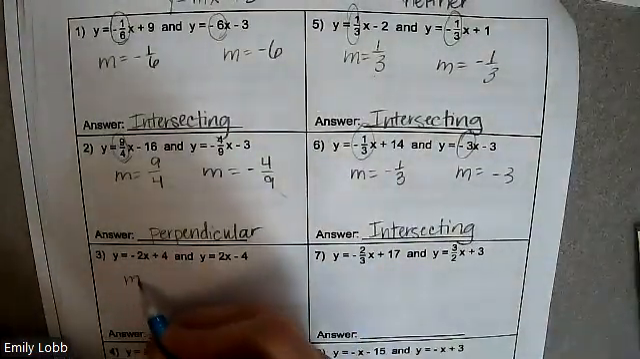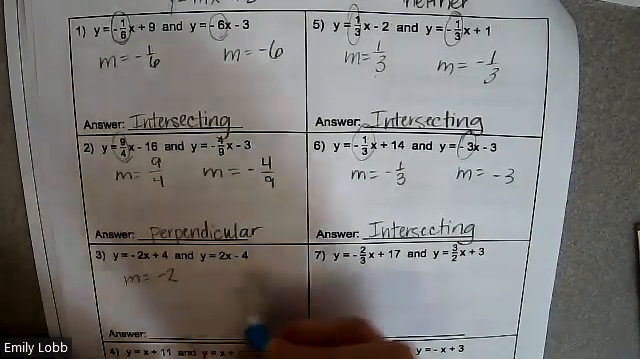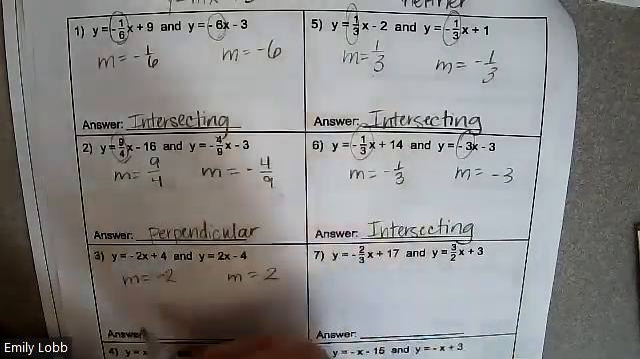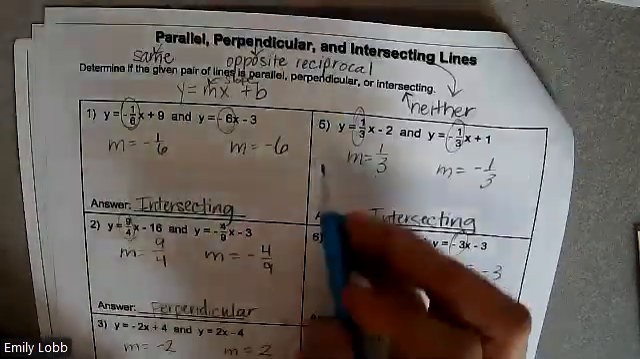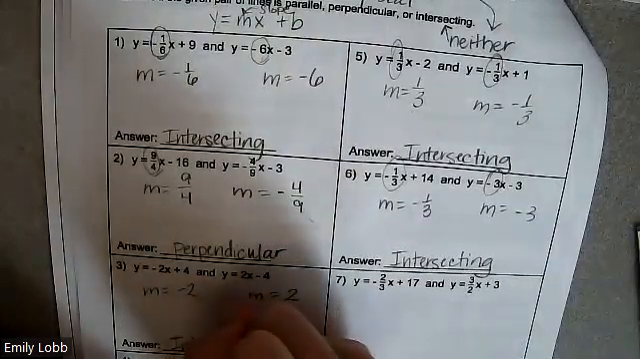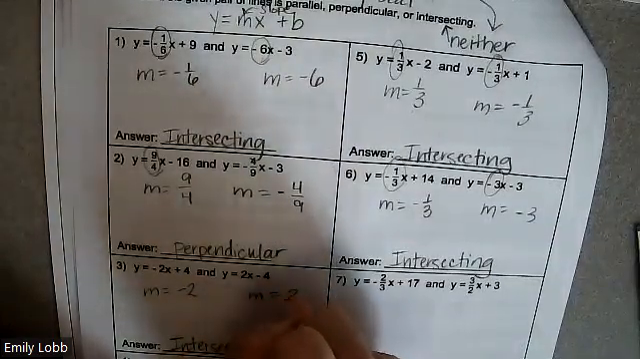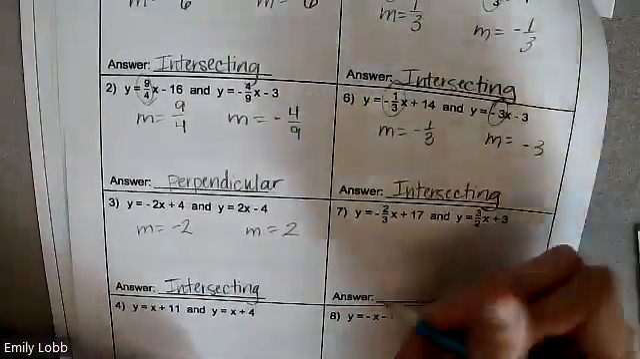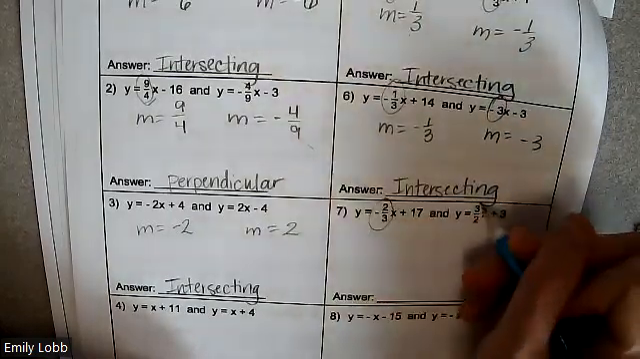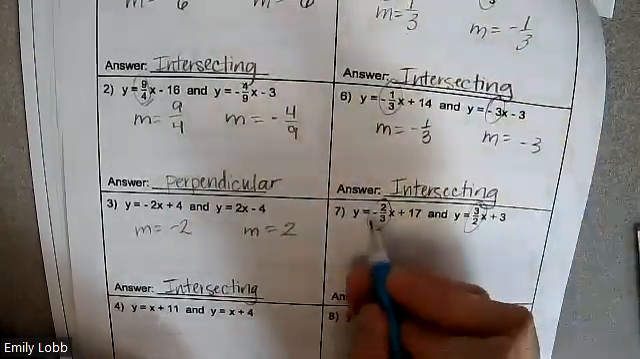So here our slope is negative 2. Here our slope is 2. They're not the same. They are the opposite, but they're not what? They're not reciprocal. So again, we're calling these intersecting lines. Please, please, please be sure you're showing a little bit of work so you can use these notes when it comes quiz time, right?